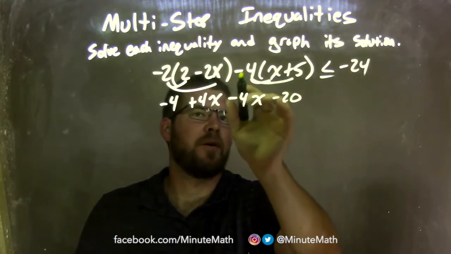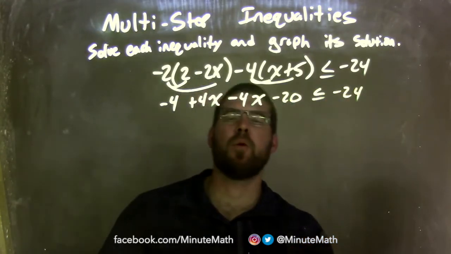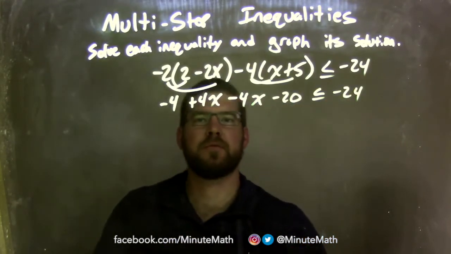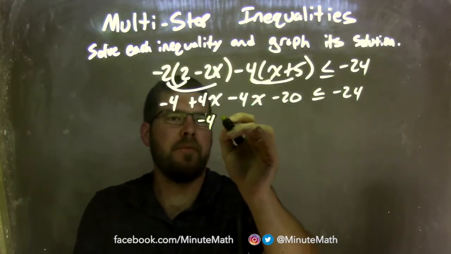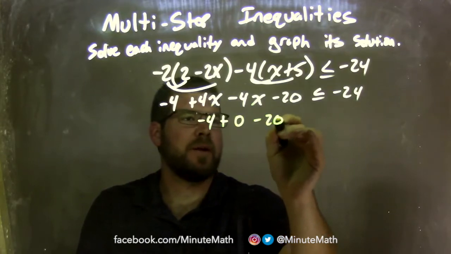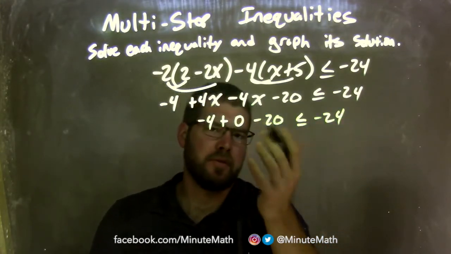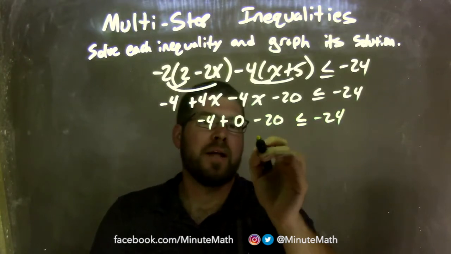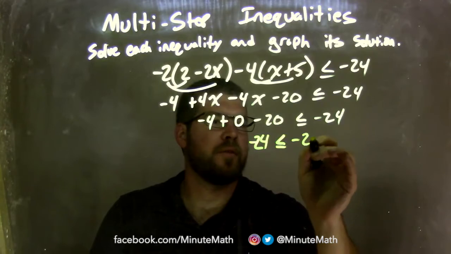That minus sign needs to go to both parts, is less than or equal to negative 24. Well, let's combine our like terms here. Well, 4x minus 4x is just 0, right? So we can have negative 4 plus 0 minus 20 is less than or equal to negative 24. And then negative 4 plus 0 is nothing. Minus 20 is a negative 24. So a negative 24 is less than or equal to a negative 24.